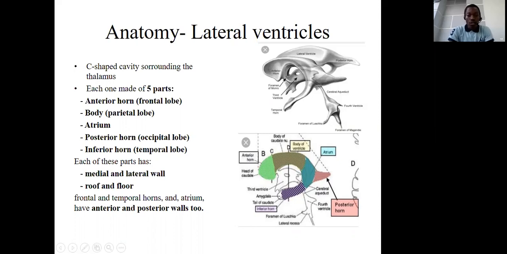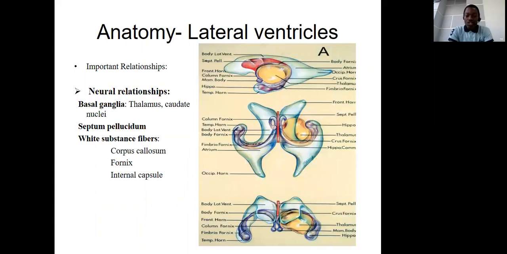So we're going to see a little bit the relationships that these lateral ventricles have with the surrounding brain parenchyma. These lateral ventricles have neural relationships, precisely the basal ganglia, amongst which we talked about the thalamus, the caudate nucleus, and the nuclei. As we can see here, these are the lateral ventricles. And then we see the thalamus, this yellow structure here. We can see the caudate nucleus here surrounding the thalamus and then in contact with the lateral ventricles.